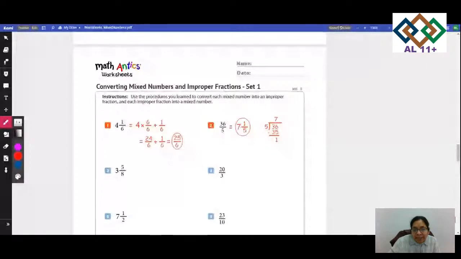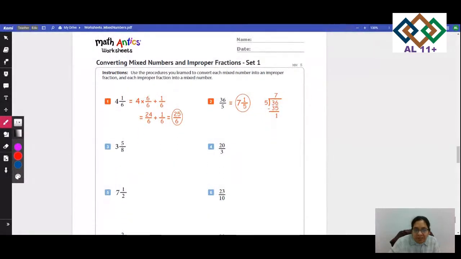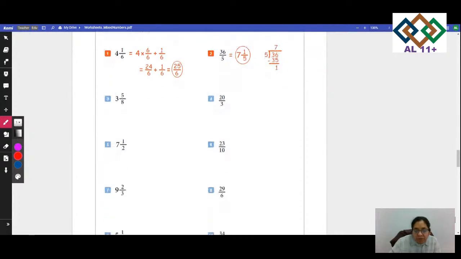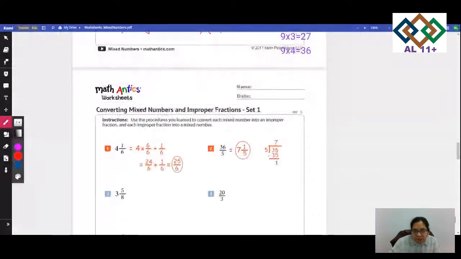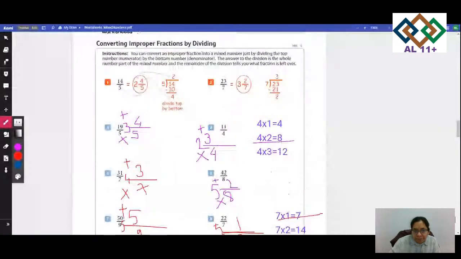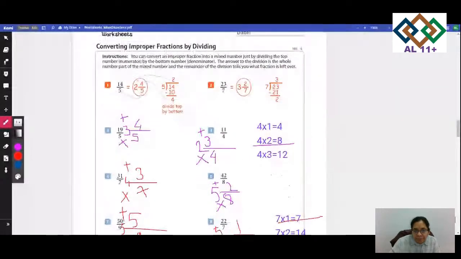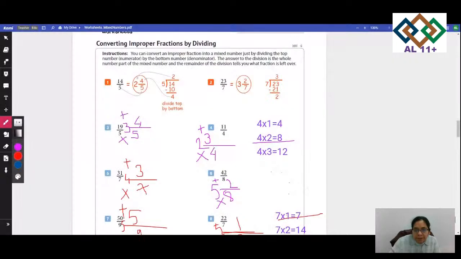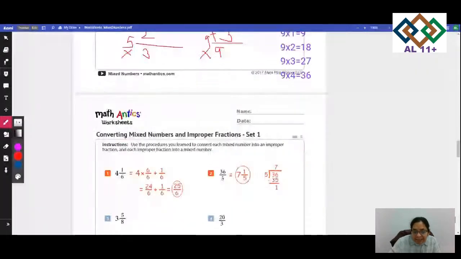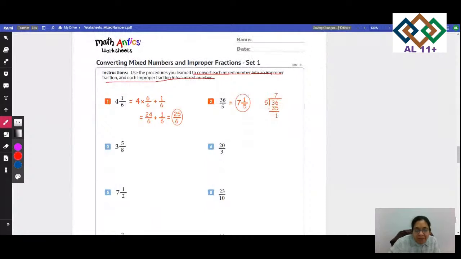Now we are converting your mixed fractions and your improper fractions, and use the procedure you learned for converting mixed fractions into improper fractions. The first one, you were converting an improper fraction into mixed fractions. In this one, you are converting each mixed fraction into an improper fraction and each improper fraction into a mixed one. So if you have this, it's the same way like we did in the one above.